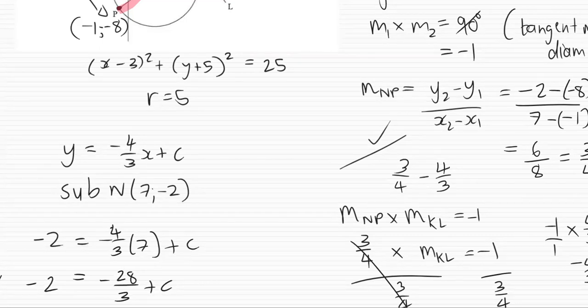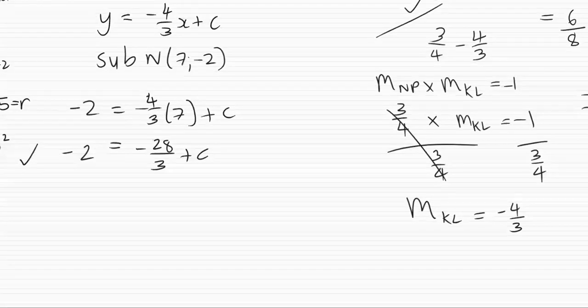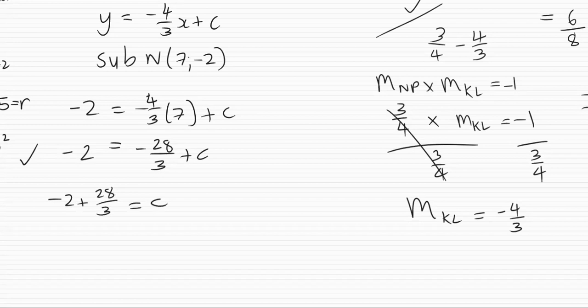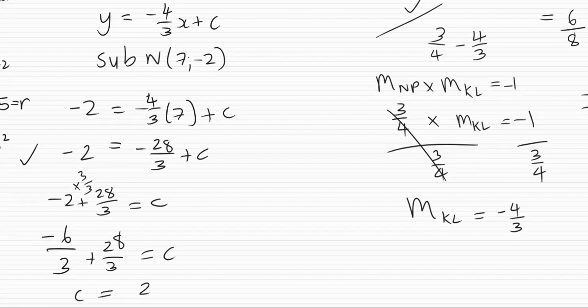So then we add 28/3 on both sides, so -2 plus 28/3 is equal to c. Now you can just use the calculator for this, but just for the sake of it, if we had -2, we'd have to get a common denominator of 3. We times it by 3/3. So -2 times 3 is -6/3 plus 28/3 equals c. 28 minus 6 would be 22. C is 22/3. Okay.